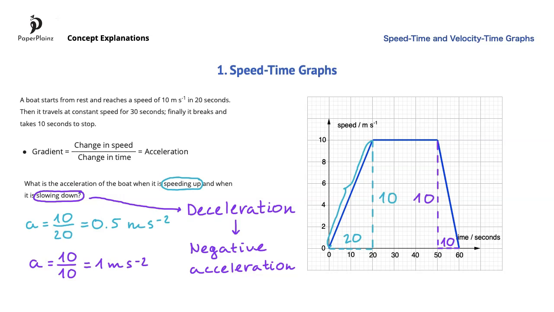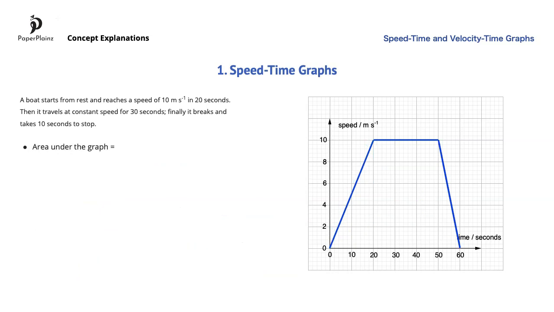Next, let's see what the area under the graph means here. I will not go into the mathematical details of why, but will just state here that the area under the graph represents the distance traveled by the boat. A quick way to confirm this is to multiply the units on the vertical and the horizontal axes. Doing this, we get meters per second multiplied by second, so second is cancelled and we are left with meters, which is a unit of distance.